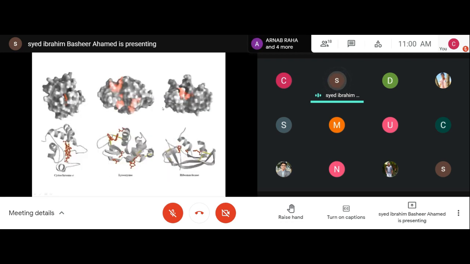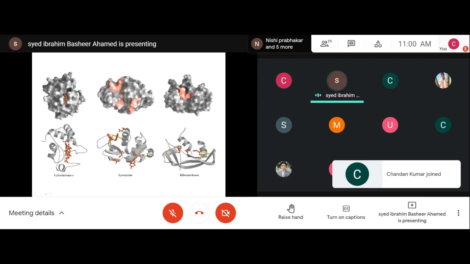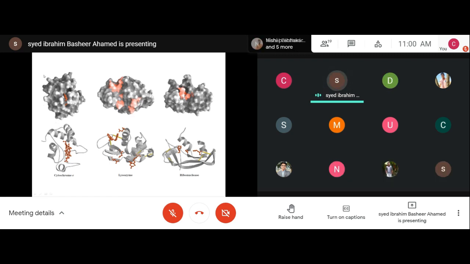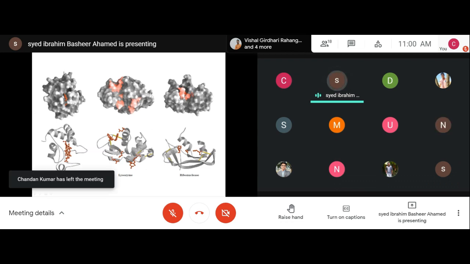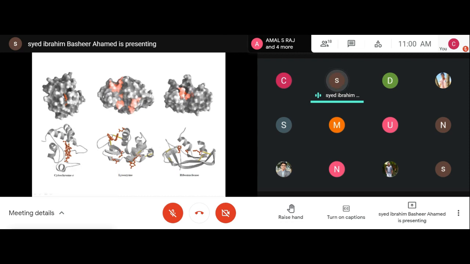So here you can see diverse proteins carrying diverse functions. The diversity of proteins is a very beautiful thing that we need to analyze. Same number of residues, different structure, different function. Different number of residues, different function, different structure. Sometimes it will be a contrast also.